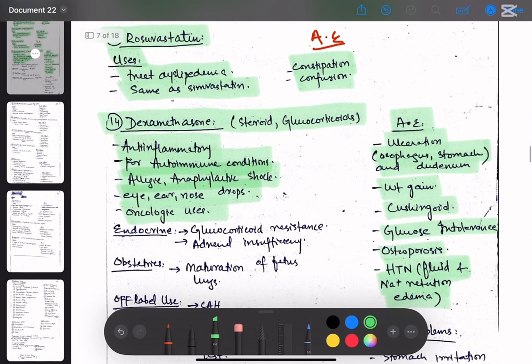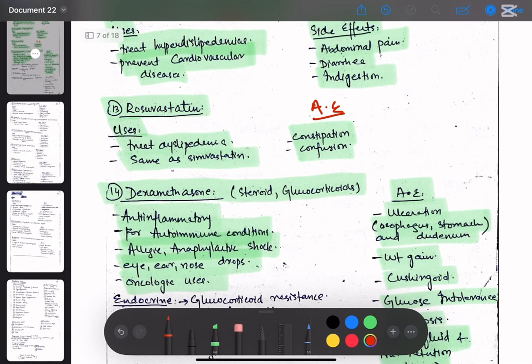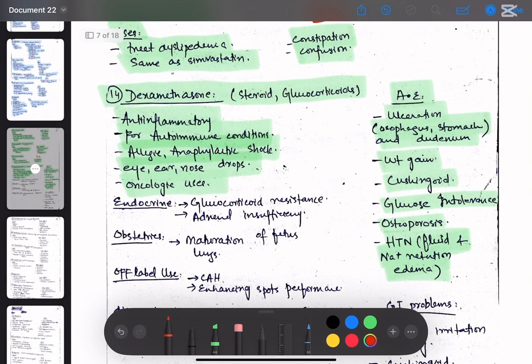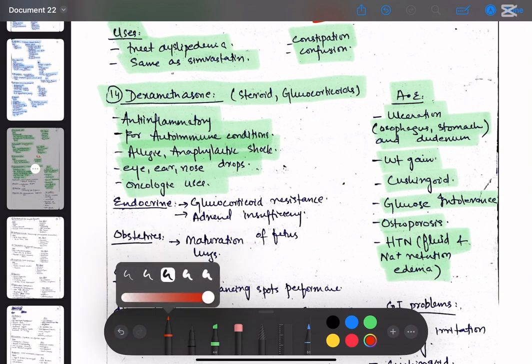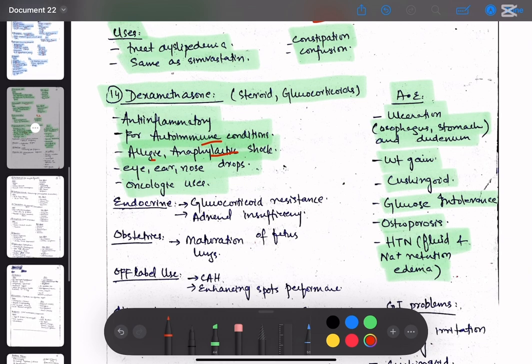Okay, so what are the uses of dexamethasone? Dexamethasone is anti-inflammatory and it is used for autoimmune conditions, and it is used for allergic and anaphylactic shock. Okay, it is a steroid, so it is used in broad fields. It is used as an anti-inflammatory agent. It is used for autoimmune conditions. It is used for allergies or anaphylactic shocks. It is used for eye, ear, and nose drops, and it is used for oncologic uses.